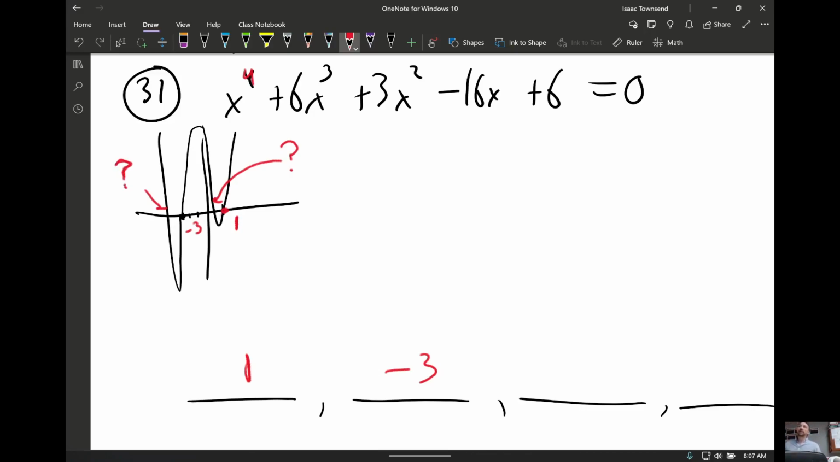So the graph was helpful because it gave me 2 of my 4 answers. It also gives me an idea of how big the other 2 should be, but you've got to be more specific than that. You've got to get it down better than that.